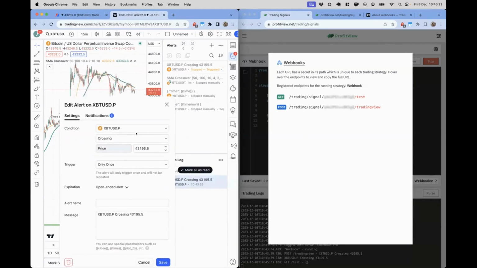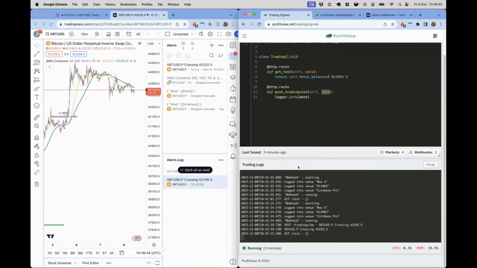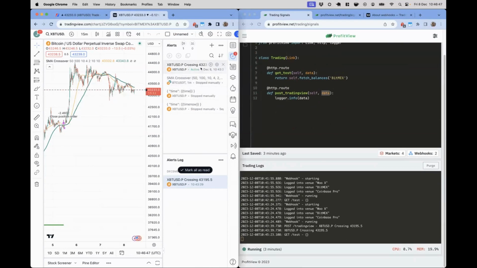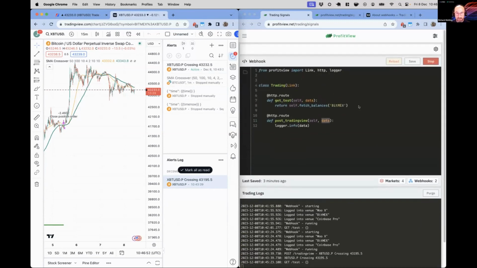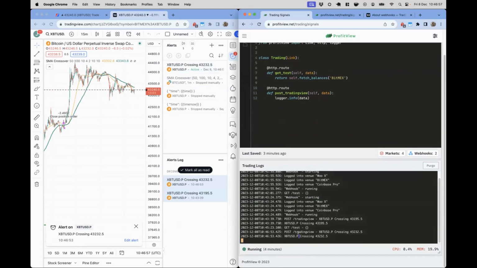I've already got it to go off once, but I'll make it go off again, just so we can see it in action. So let me just say 3232. Let's say the price goes, trigger every time. Okay. So there you go. We'll see whether it goes off. I'm not sure. While we're waiting for that to go, yeah. So it's just gone off there.